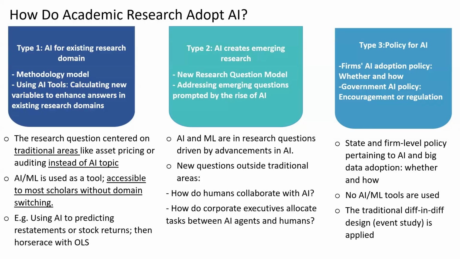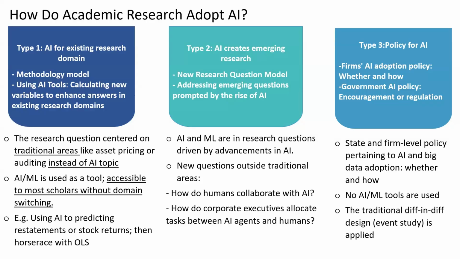Type 2 is also a growing area, but it's a minority right now. So what does type 2 mean? The AI is in the research question itself. For example, you can see in the finance company how humans would work with AI. I have a paper, you can check, from 2 years ago at the GFE, where we look at how the financial analyst should work with an AI agent. How do they work together to complement each other? That's a research question that contains AI.